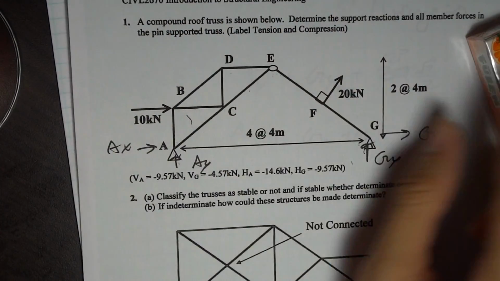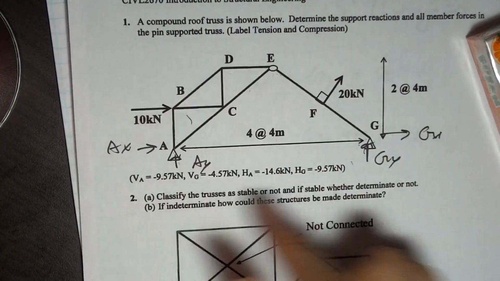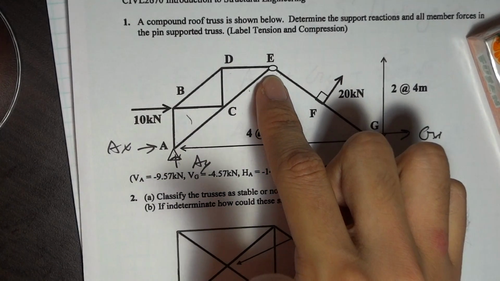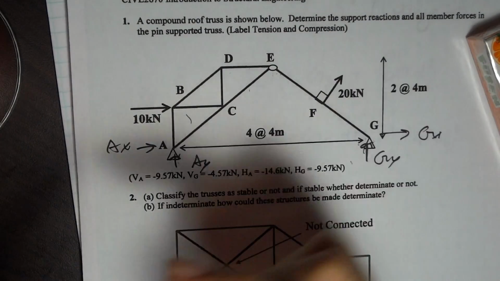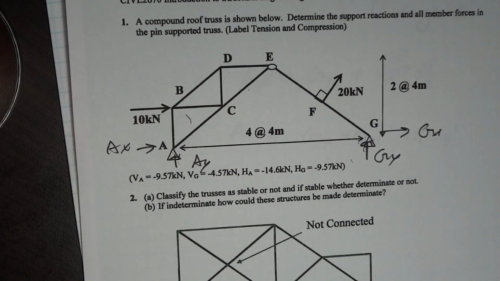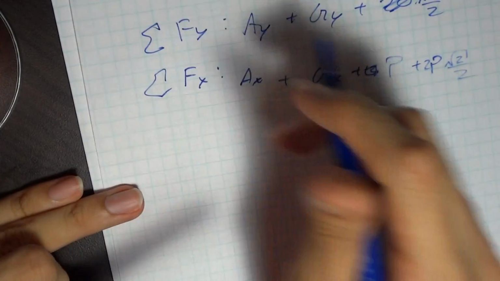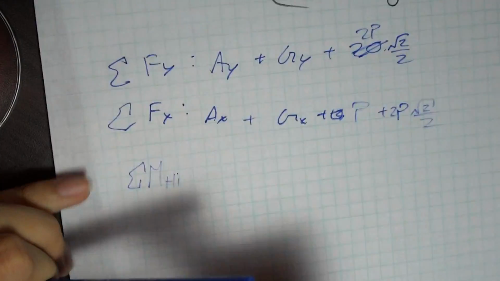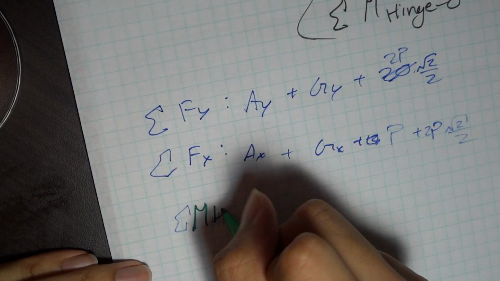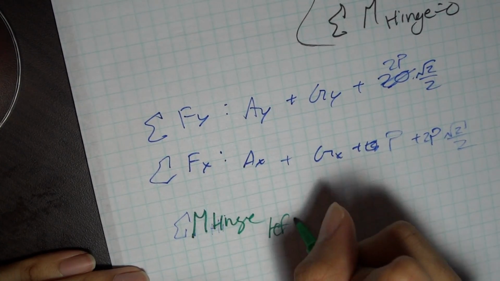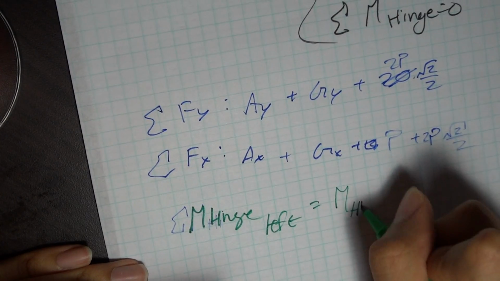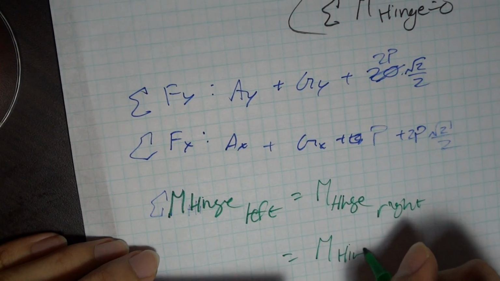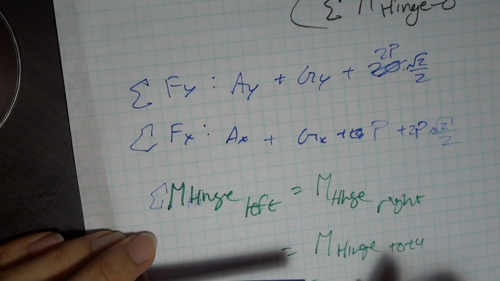If I combine these two things, if I look at this and I say, well, I'll take the moment about E and look at all the forces, I'll get the same thing. The sum of moments will be equal to 0. Let me try and say this in a different way. What I'm trying to say is, if you look at the moment about the hinge on the left, it is going to be equal to the moment about the hinge on the right, which is going to be equal to the moment about the hinge total, which is going to be equal to 0.